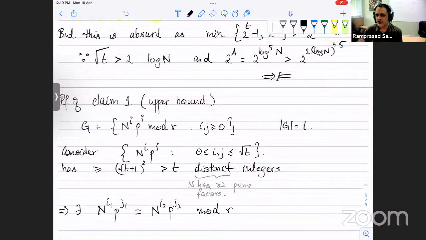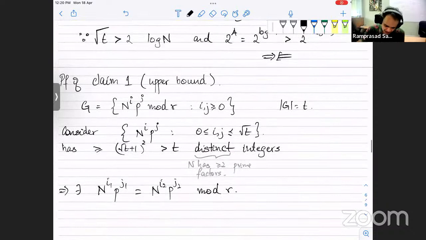Right, because all of them are elements inside this. If I consider them modulo r, they're all elements inside this group G. But I have at least more than t elements, and the group G only has t elements. So some two of them must have given the same element. Let's call this number m1, and let's call this number m2.